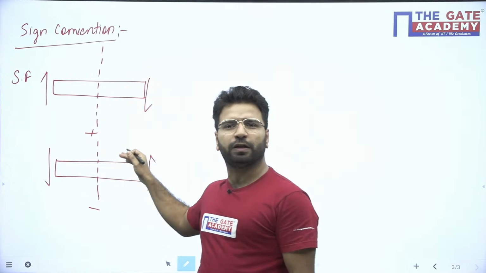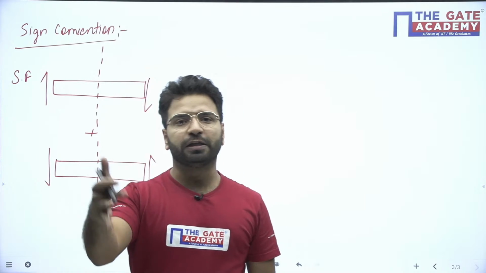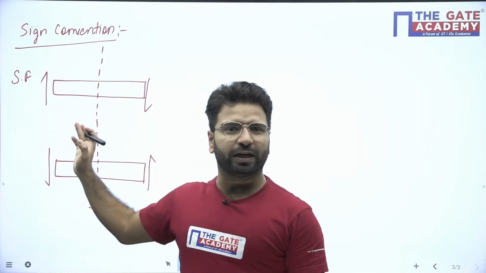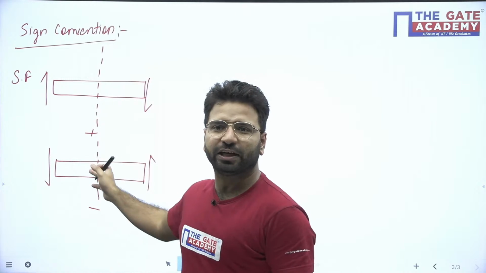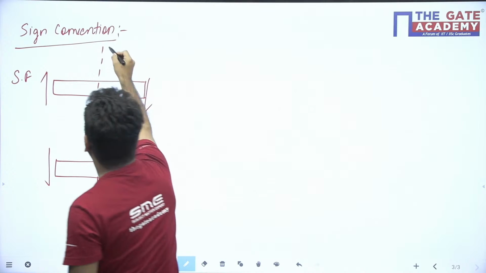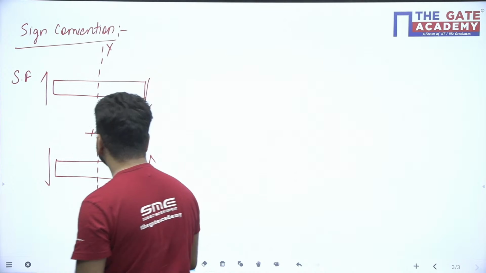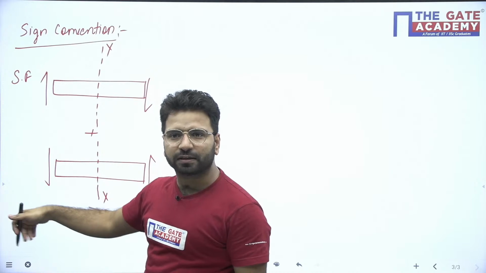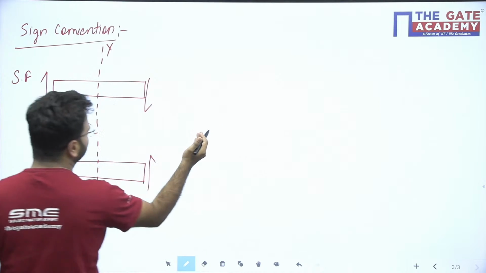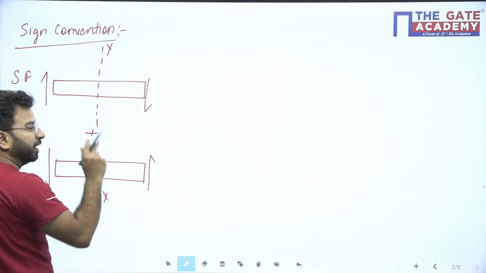the books also follow the same. Maybe in college time also you have followed the same sign convention. So we will not confuse with the sign conventions. This is the sign convention, but what is the representation here? I have one section XX here. If I am seeing the left side of the section, upward is positive, downward is negative. If I'm seeing the right side, downward is positive, upward is negative.